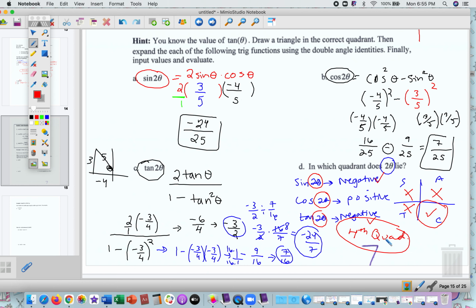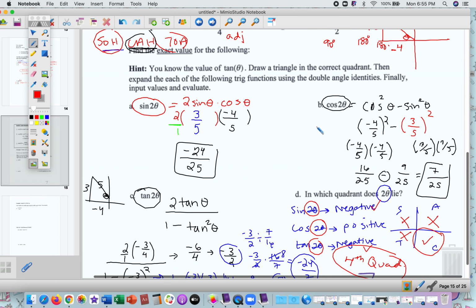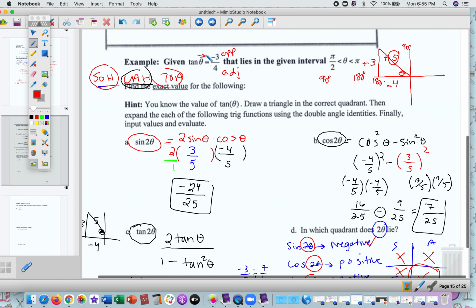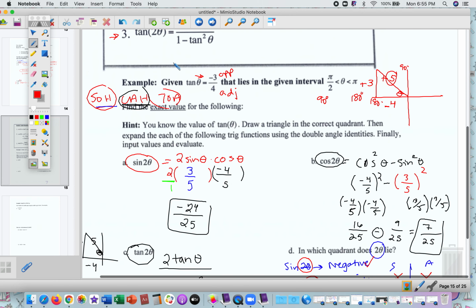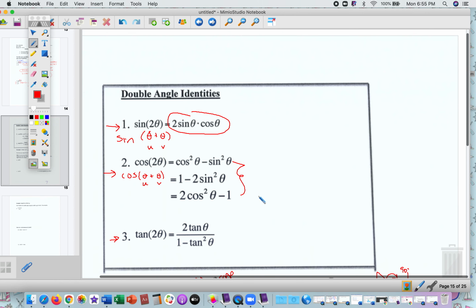Now some of you might say, well, the original problem, we had an image in the second quadrant. We did, however, it just said tan theta, right? It said tan theta. But the last problem says in which quadrant does 2 theta lie, not just theta, okay?